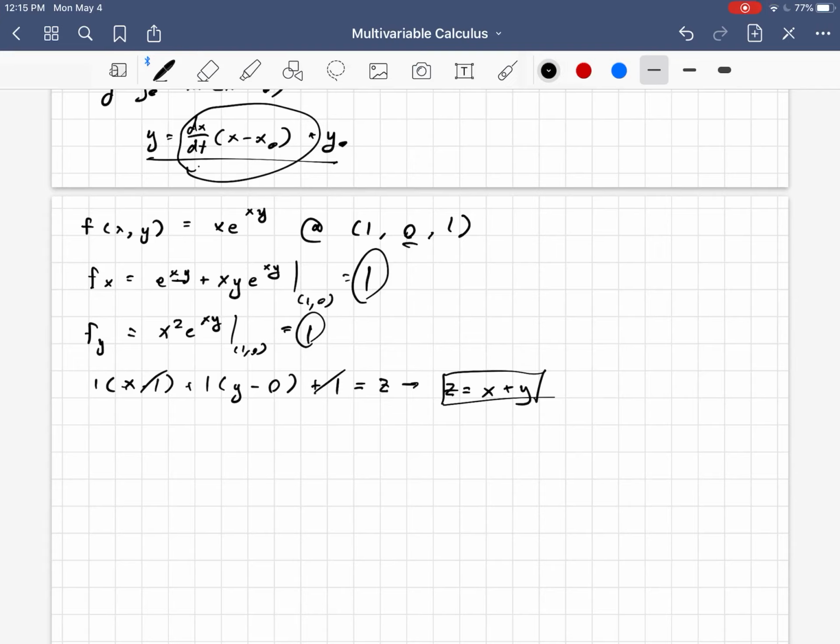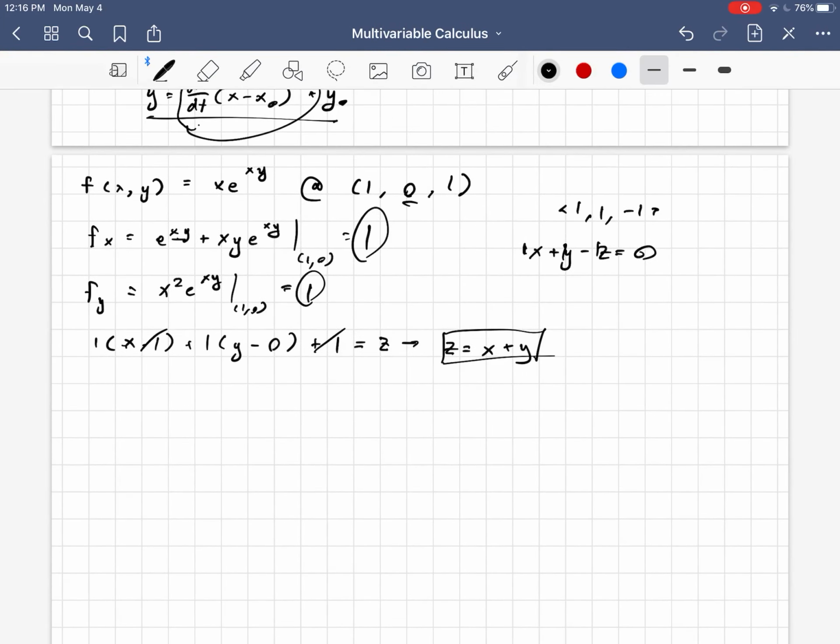And so what does this mean as far as normal lines are concerned? Well, remember that if I were to rewrite this a little, so I have x plus y minus z equals 0, then the vector normal to that plane, and therefore normal to the surface, since the plane is tangent to the surface, is just given by the coefficients in front of the x, the y, and the z. So the vector normal to this plane is given by 1, 1, -1. And so if we were to take our point at 1, 0, and 1, and then add or subtract some scalar multiple of this vector, that would give us a normal line to the surface at that point.